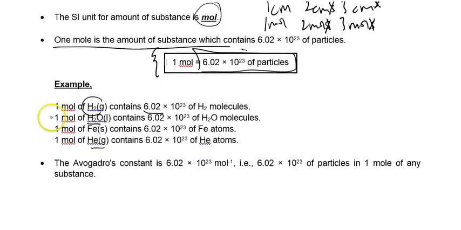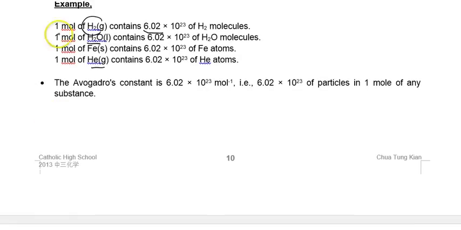So long as I have 1 mole of a substance, I will always have 6.02 times 10 to the power of 23 of the particles. And this number, 6.02 times 10 to the power of 23, is also known as the Avogadro's constant. It was named after the scientist Avogadro because he discovered through experiments that 1 mole of anything will always contain 6.02 times 10 to the power of 23 particles.